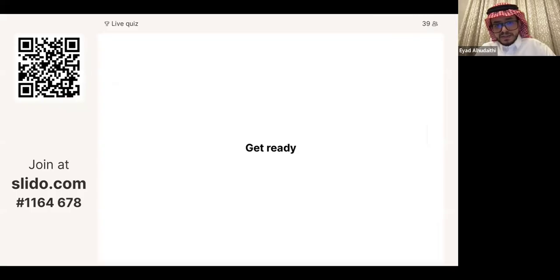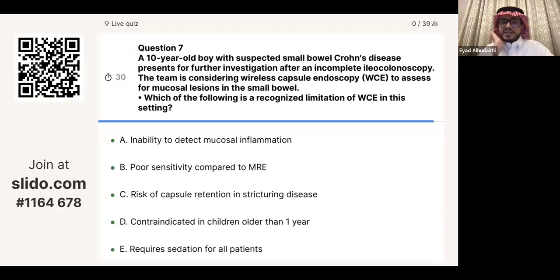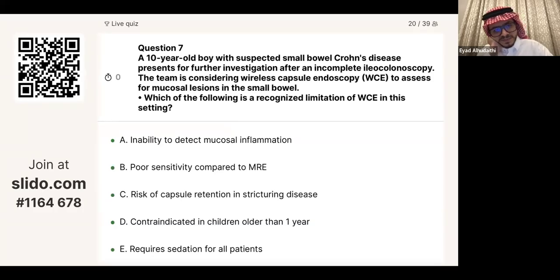So, next question. A 10-year-old boy with suspected small bowel Crohn's disease presents for further investigation after an incomplete colonoscopy. The team is considering a wireless capsule to assess for mucosal lesions in the small bowel. Which of the following is a recognized limitation of the capsule? Inability to detect mucosal inflammation, poor sensitivity compared to MRE, risk of capsule retention, contraindicated in children older than 1 year, require sedation for all patients.